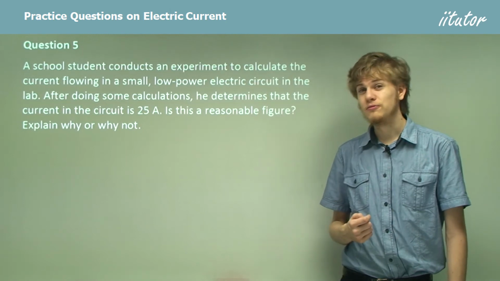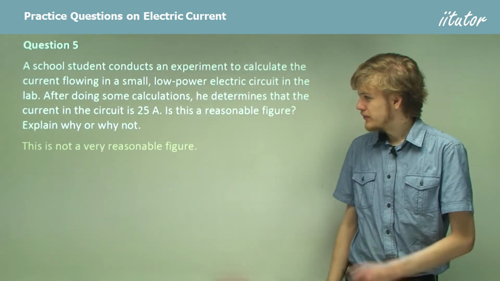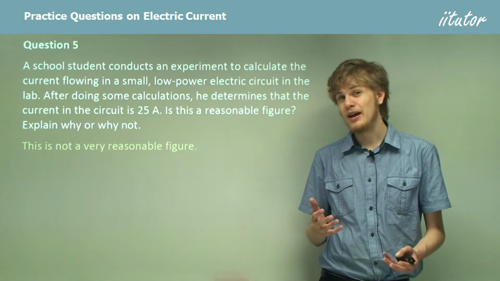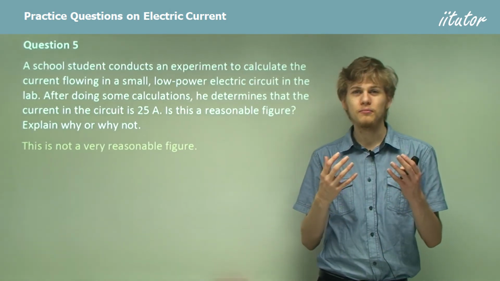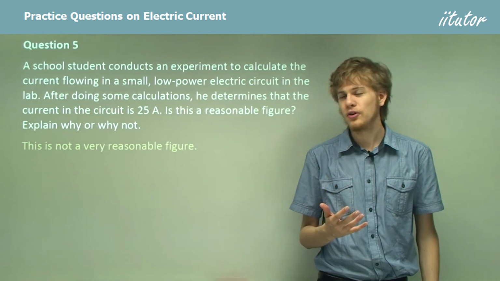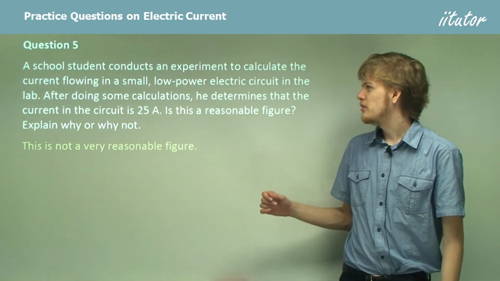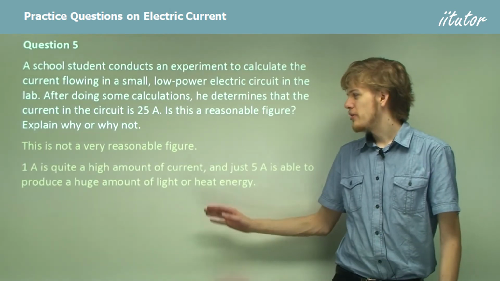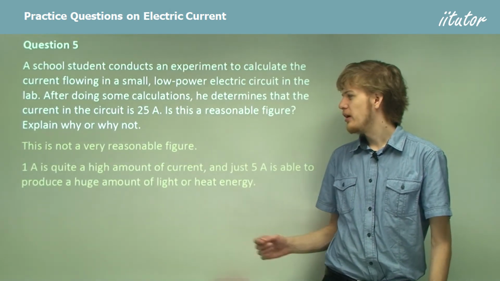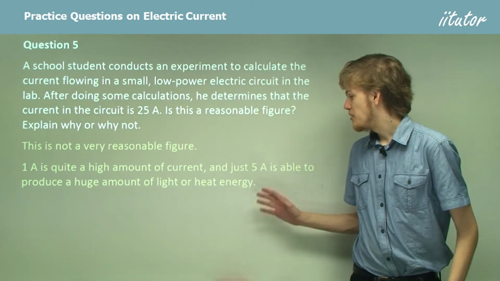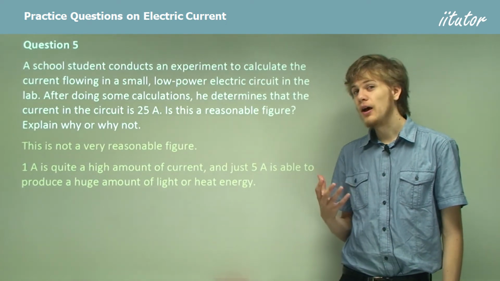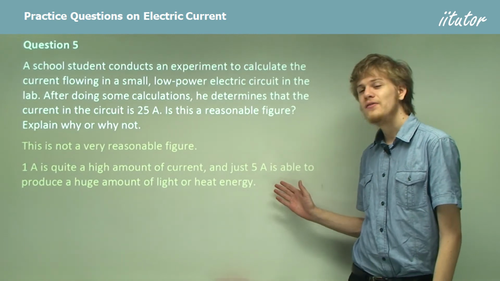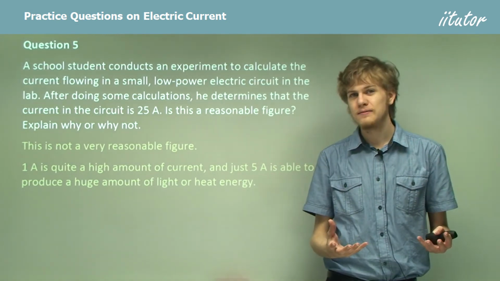Well, it's probably far too large. This is not a very reasonable figure. Even if we had 10 amps, we'd be getting a very large amount of energy being output from the circuit. And so it certainly wouldn't be classified as a small, low-power electric circuit. Remember that 1 amp is already a high amount of current, and 5 amps is able to produce a large amount of light or heat energy. Remember that a car's headlight uses less than 5 amps to produce all that brightness.